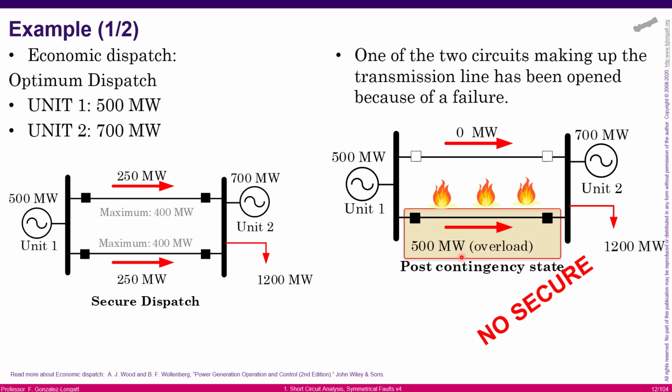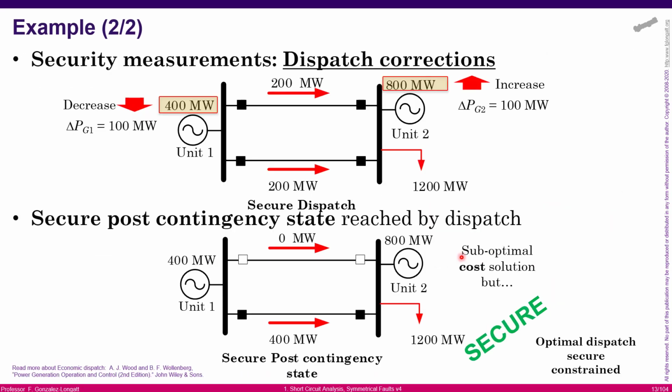That means that this is a post-contingency state that is not secure. If this transmission line keeps going with 500, we will have a problem. The transmission line will overheat. There are problems with the creep, and probably a second failure, a second fault, will happen. Okay, what is the solution?